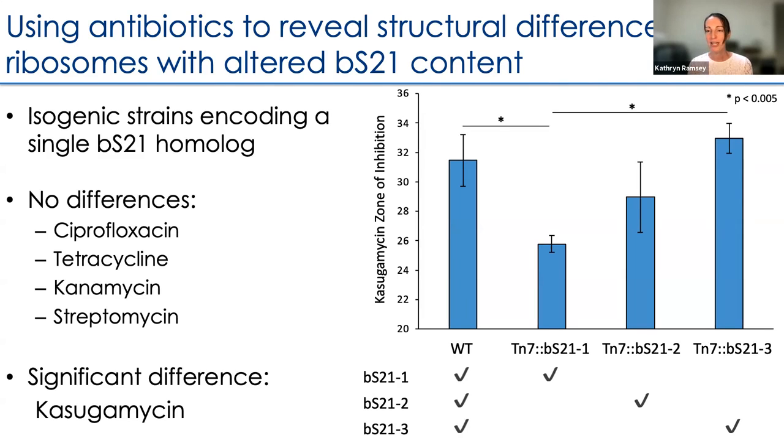And furthermore, the kasugamycin binding site, at least on the E. coli structure of the ribosome, is fairly close to where BS21 is located. So these are all consistent with the potential for incorporation of different BS21 homologs to change or modify the conformation of the ribosome locally at that location. So this is a great way to look at ribosome structure, but it's obviously very indirect. So we wanted a more direct way to look at this.